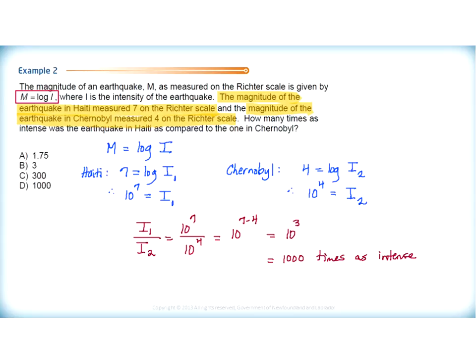So the earthquake in Haiti was 1,000 times as intense as the one in Chernobyl. So this answer corresponds with D as your multiple choice item.